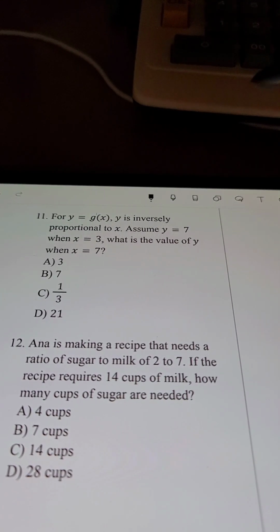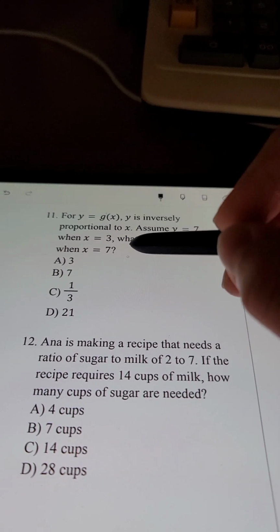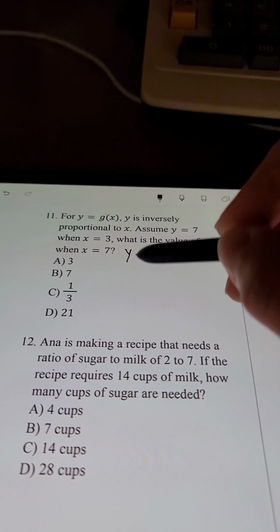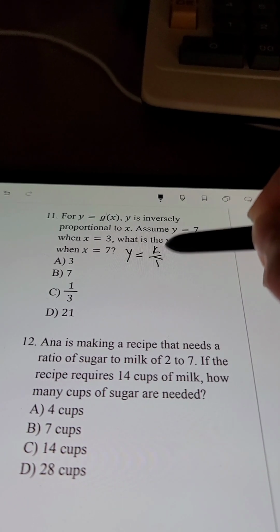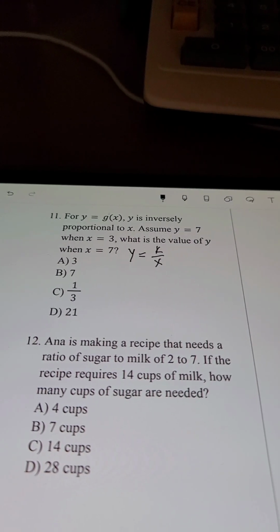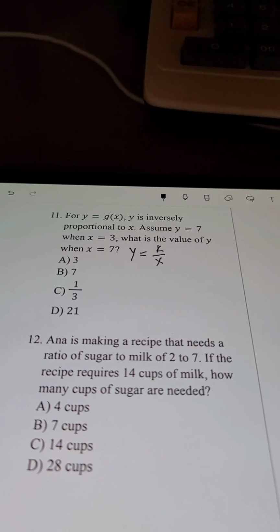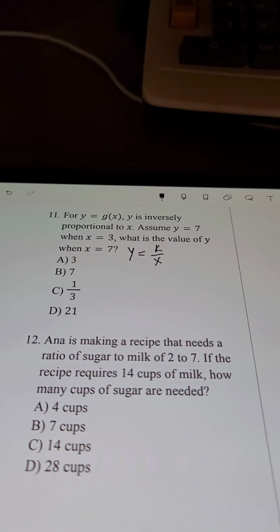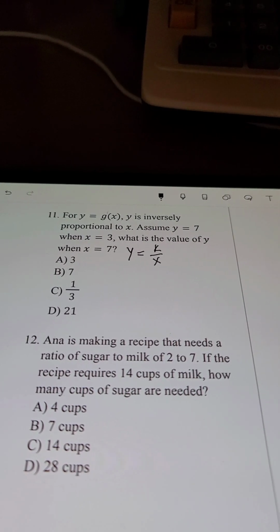So this is an inversely proportional relationship. So you have to remember this formula right here. Oh, what did I just write? That Y is equal to K over X is what I meant to write. This is what you should picture automatically as the formula for when they're talking about inversely proportional.